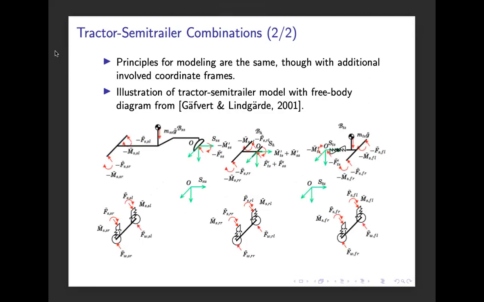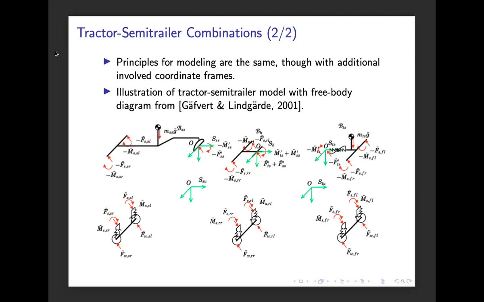And just to give some kind of impression of what kind of equation system and coordinate frames are involved, this is the free body diagram that Magnus and Olof used here to describe and derive this model. So we have the tractor here. We divide it into sub-parts so that we can establish the free body diagram. And then we need to establish the connections between the forces and the moments in the different coordinate frames here to, in the end, get the model that describes the motion of this system.